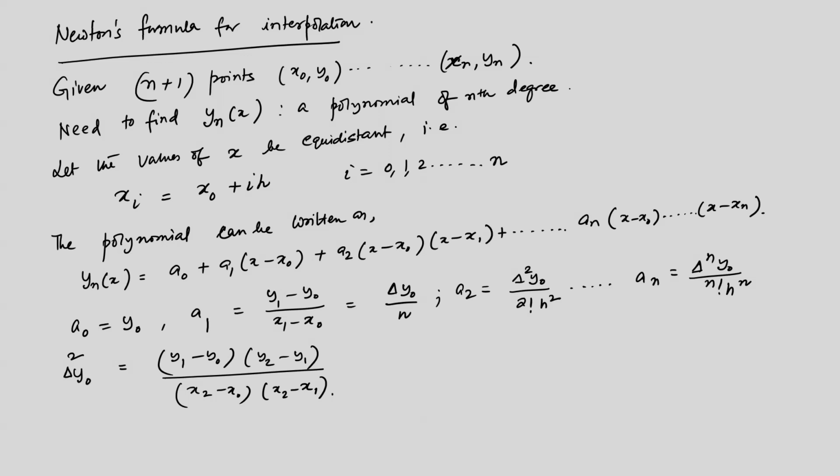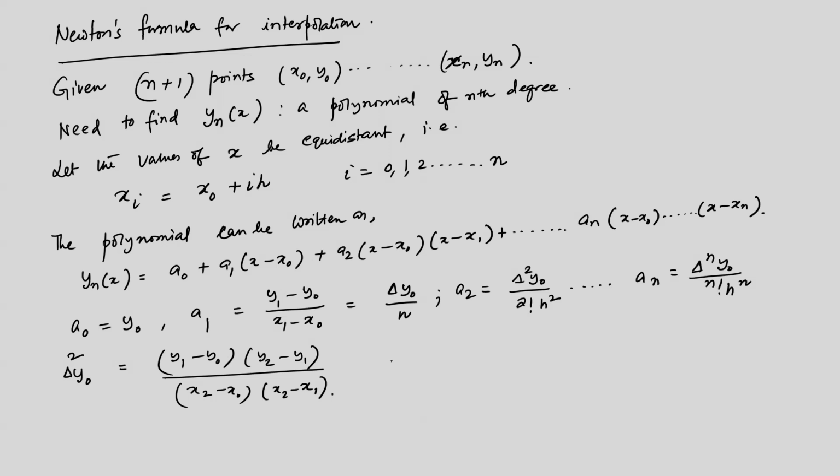So, delta cube y 0 would be y 1 y 2 minus y 0 y 2 minus y 1, and so, I mean, it will have 3 terms in the numerator, and we will have 3 terms in the denominator, and they are defined in this particular fashion. And then every order you go, you will have more and more terms coming in the numerator and denominator in a multiplicative fashion, and this is what the definition of this is.